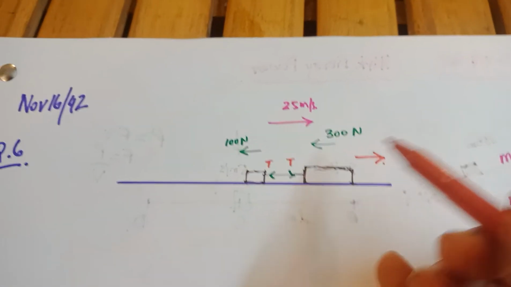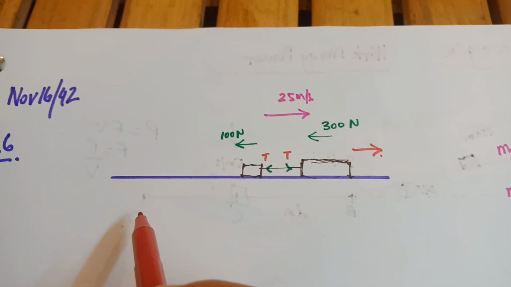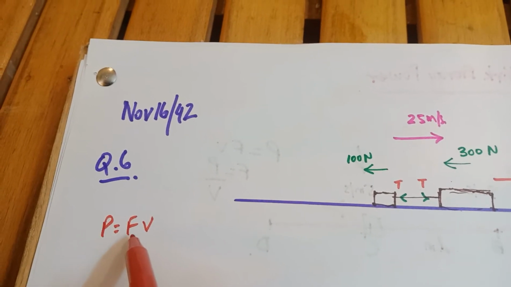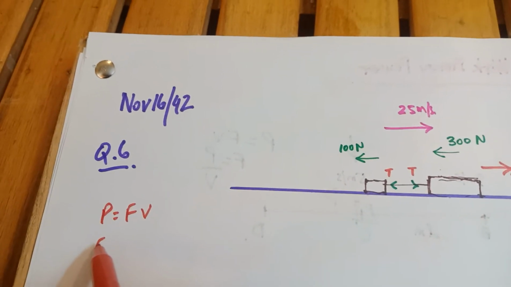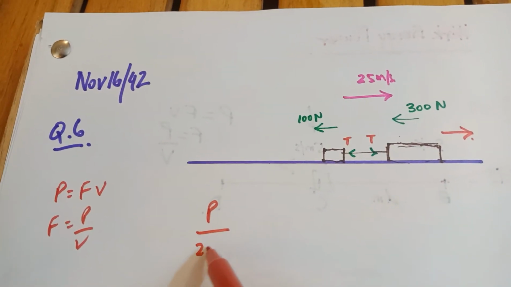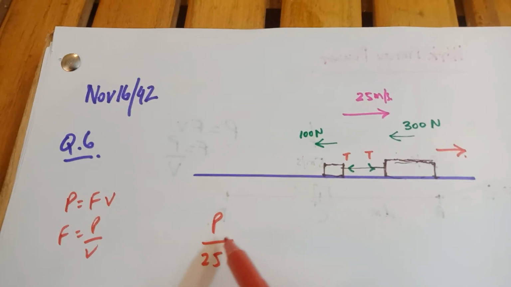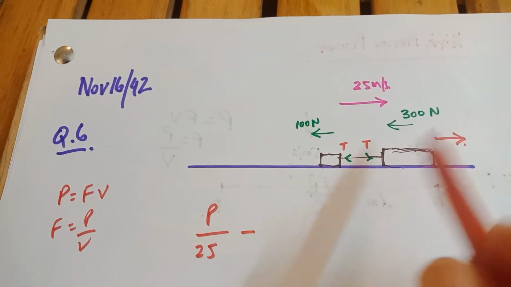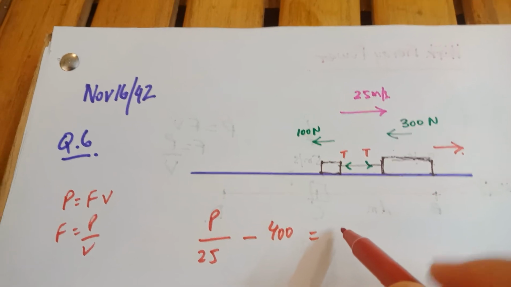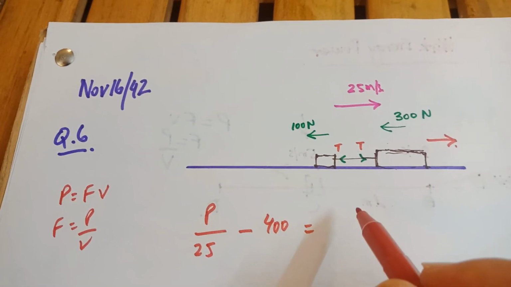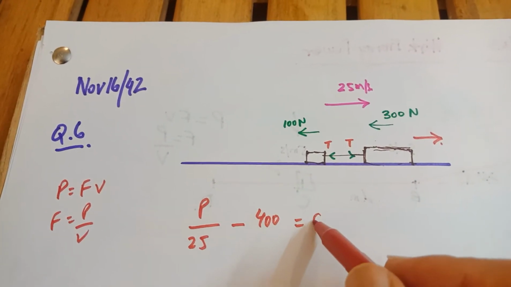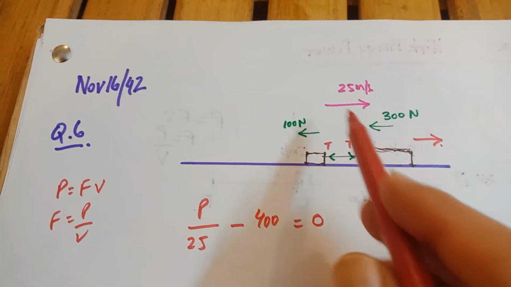So to find the power, just to recall the formula, power is equal to F into V, and this F is the forward force, the driving force. So this driving force is going to be power over V. The power we have to find is P, and the speed is 25. The forward force minus the backward force, I will add up these two forces, that is going to be 400 newtons, and since the acceleration is 0, I'll put that equal to 0. I don't need to add up the masses because the acceleration is 0, it is moving at a constant speed.